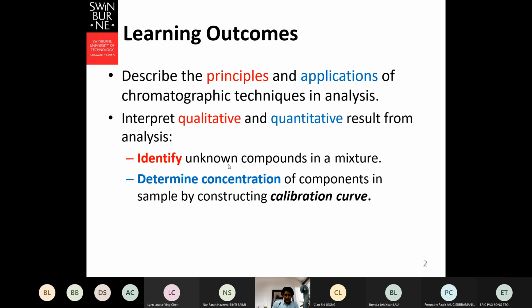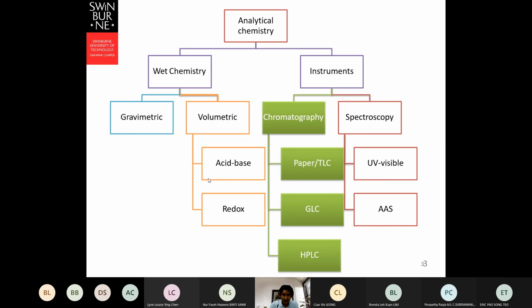And since it is an analytical technique, we use it for finding out unknown compounds or doing some investigation, right, and the concentration of it. But identifying and determining concentration is not common to all the chromatography techniques that we are going to learn. First we will learn the basic things, and thus we will know the principle for this chromatography technique.